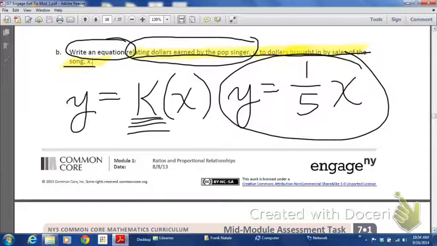Some children did not use an equal sign. And any equation is always going to have an equal sign. This idea of equals. Okay. Alrighty. Okay, so let's go on. Let's move down to C.